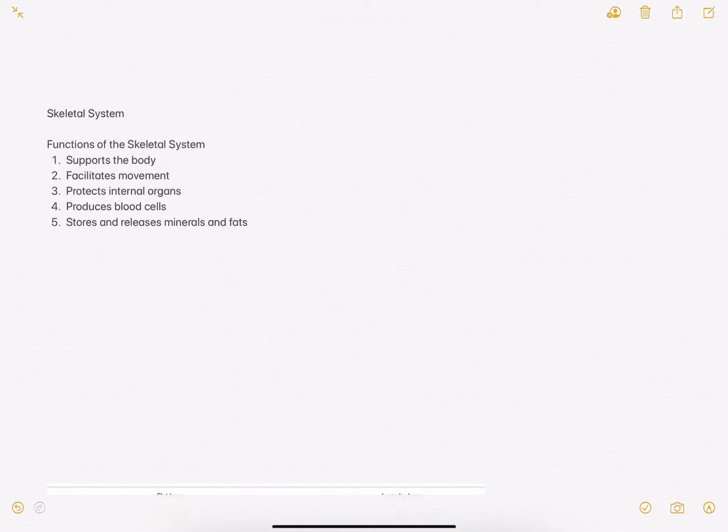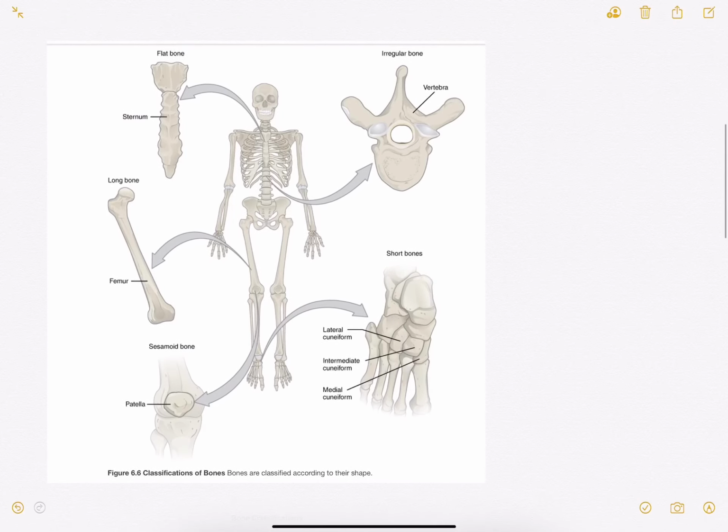The next thing that we're going to talk about are the different types of bones that we find in the body. There are 206 bones all throughout the body. But there are 5 major classifications, meaning that we can categorize all those 206 bones as one of these 5 major classifications. The 5 major classifications are flat bones, irregular bones, long bones, short bones, and sesamoid bones.